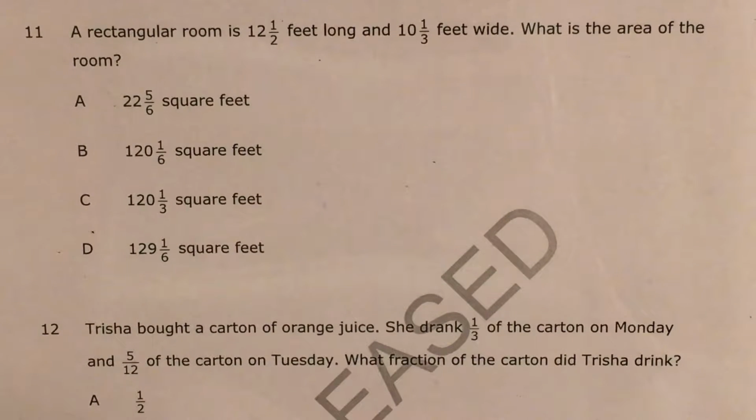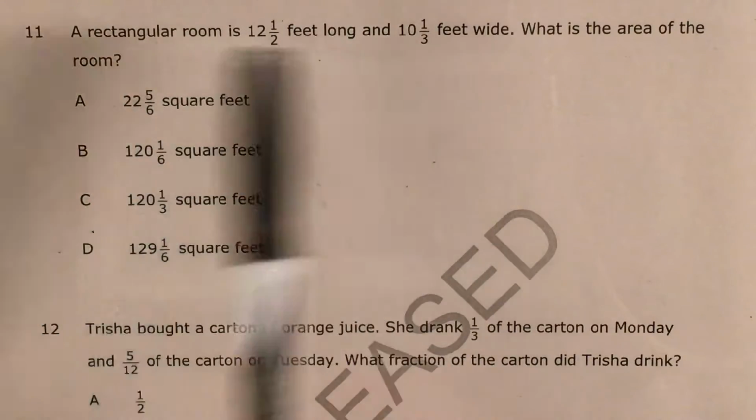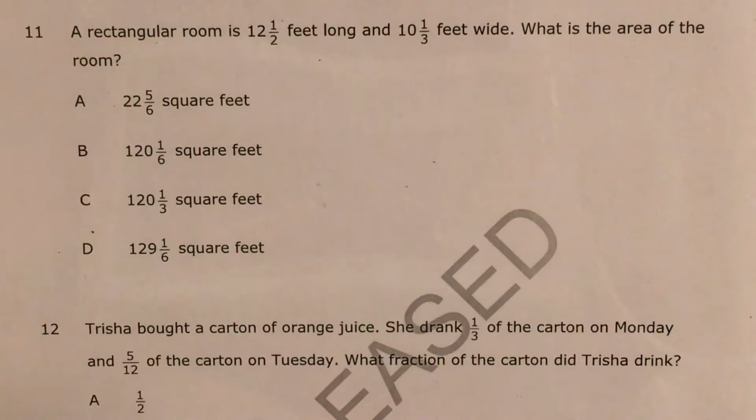This is Mr. W. Today we're going to tackle question 11 of the 5th grade math questions that North Carolina released this past school year. The question tells us that a rectangular room is 12.5 feet long and 10.3 feet wide, and we're supposed to find the area of the room.